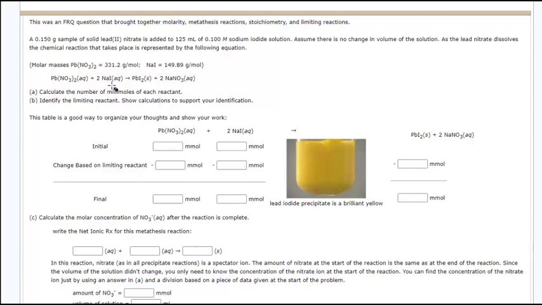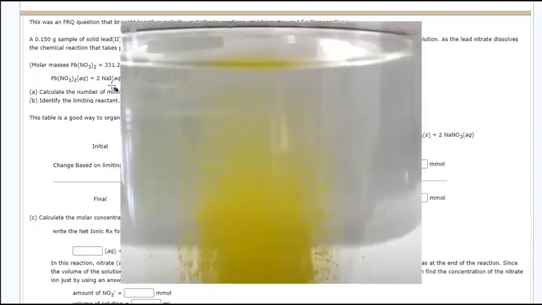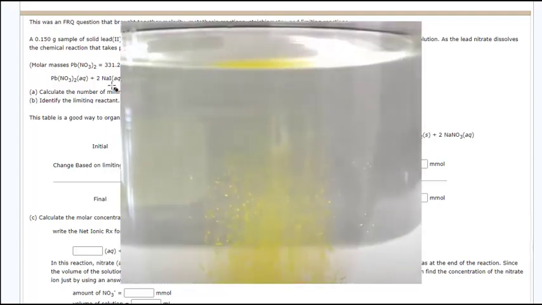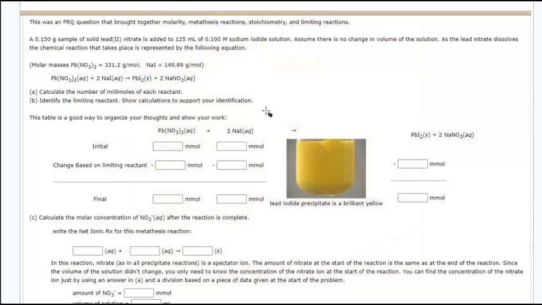Here it is. Let me just show you a clip of some lead nitrate going into some sodium iodide solution. The precipitate, yellow, here it is made, and then we have some sodium nitrate left behind in solution. Let's see. A, calculate the number of millimoles of each reactant.